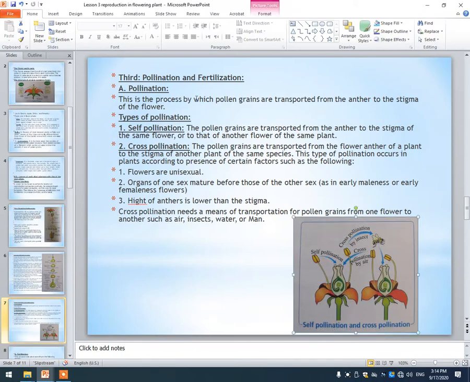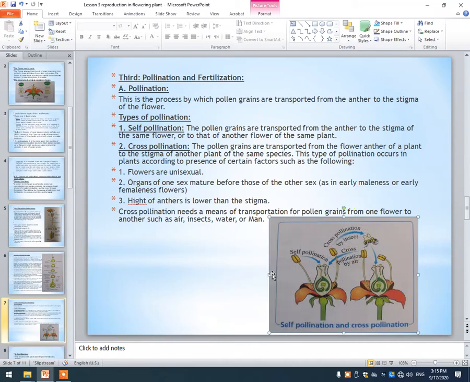The pollination and the fertilization. First, we'll talk about pollination. What is the meaning of pollination? Pollination is a process by which pollen grains are transported from the anther to the stigma. What are the types of pollination? We have self-pollination and cross-pollination.